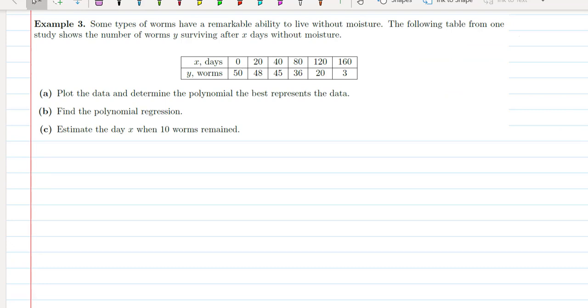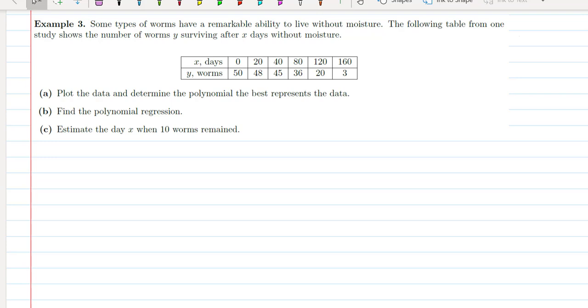All right, so for example number 3, we're going to be using our graphing calculator again. So let's go ahead and read it. It says, some types of worms have a remarkable ability to live without moisture. The following table from one study shows the number of worms Y surviving after X days without moisture. So we're given some data.